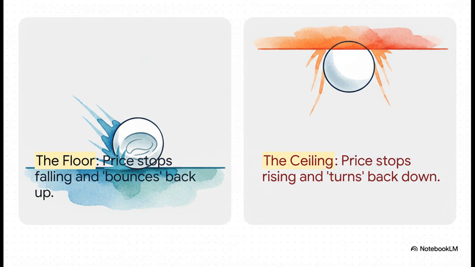So let's break that down a bit. When our bouncy ball hits the floor, all its downward momentum just stops, and it bounces right back up. And on the flip side, when it hits the ceiling, its upward push gets blocked and it turns back down. These two barriers, this floor and this ceiling, they are the key to absolutely everything we're talking about today.